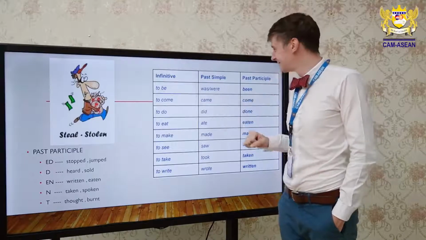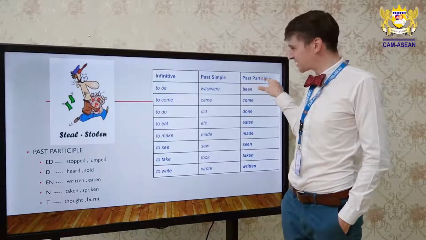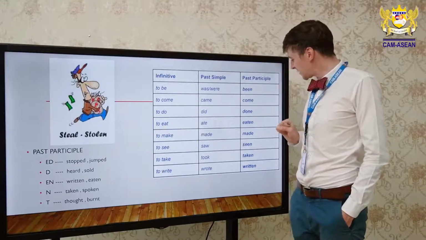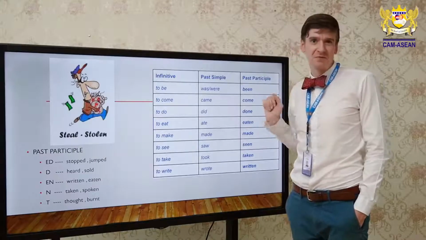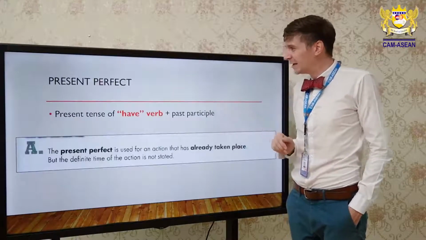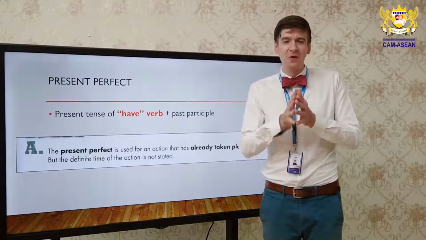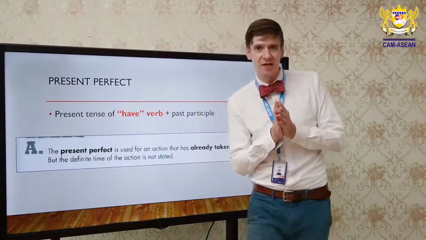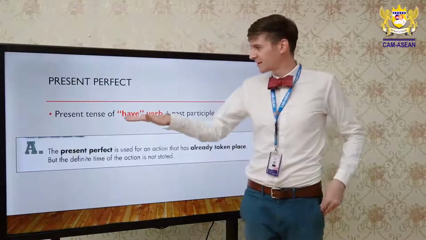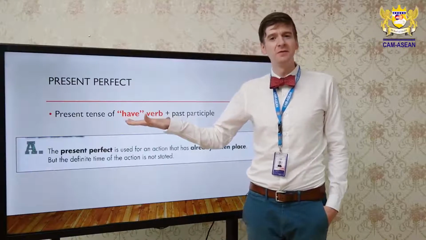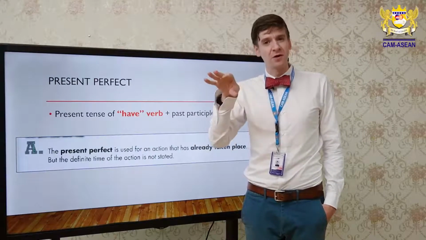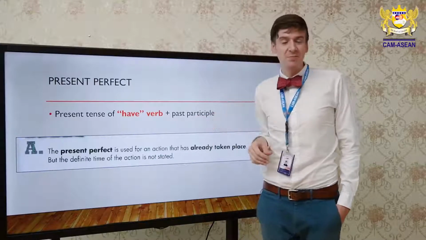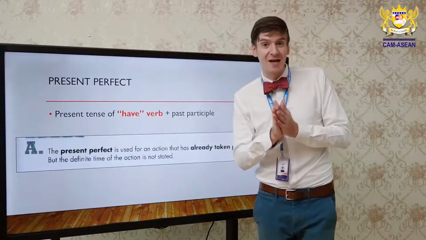Steal, stolen. We have the past simple and we have the past participle here. And you can see that there's a difference, but you also see that they end in N or D right here for the past participle. So, we know what it looks like now. Okay, we know what present perfect looks like. It has a have verb, either has or have, and it has the past participle. So we saw a lot of past participles. All right, now we know what it looks like.